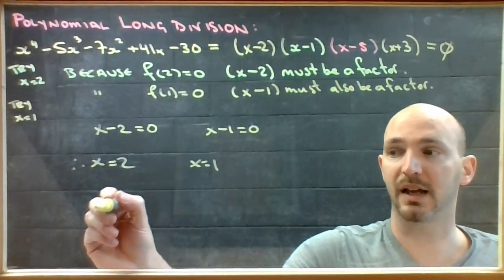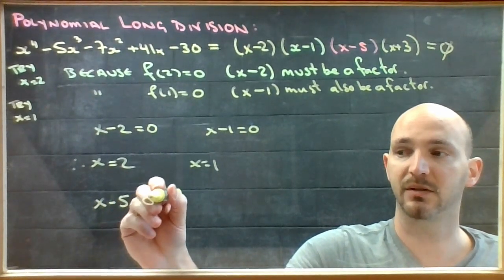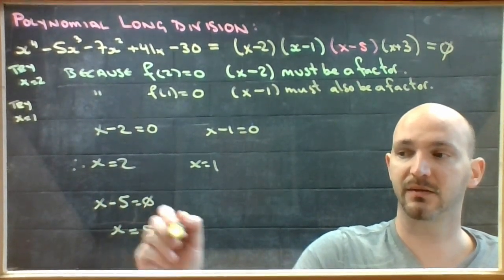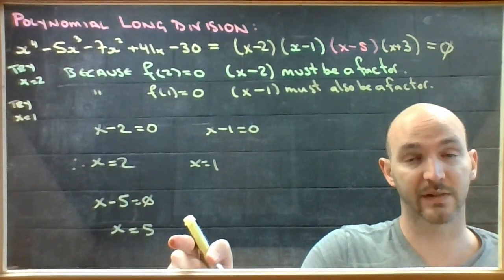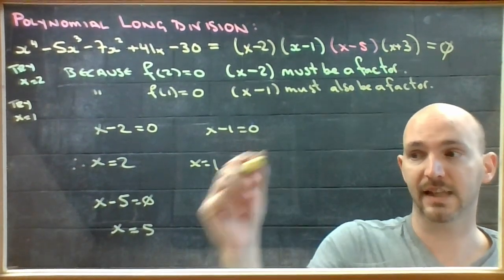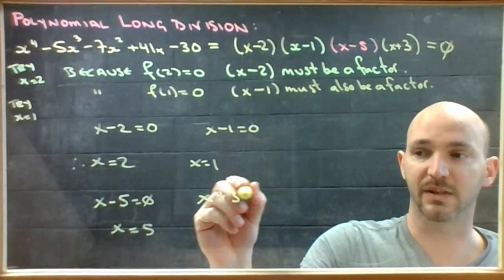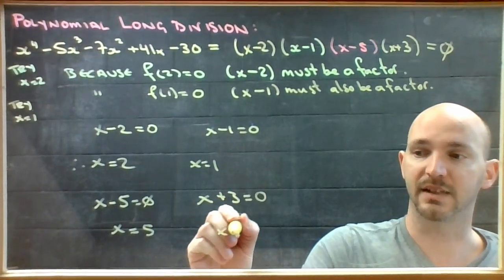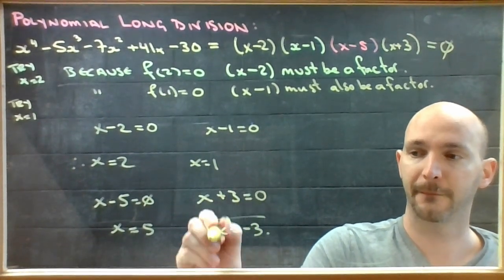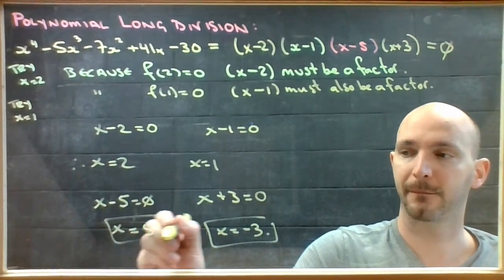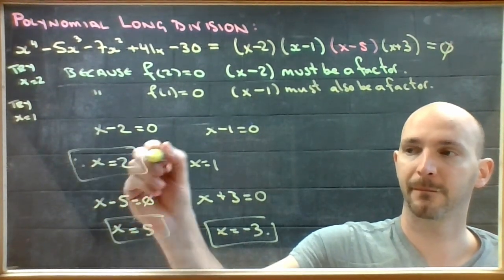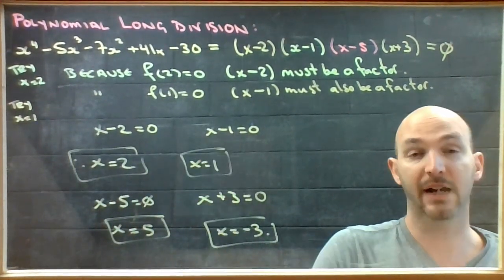Or this one, x minus 5 equals 0. So x is 5. Well, I didn't know that one, but I figured it out now. And then this last case, where x plus 3 equals 0. So x is negative 3. So I have 4 solutions.